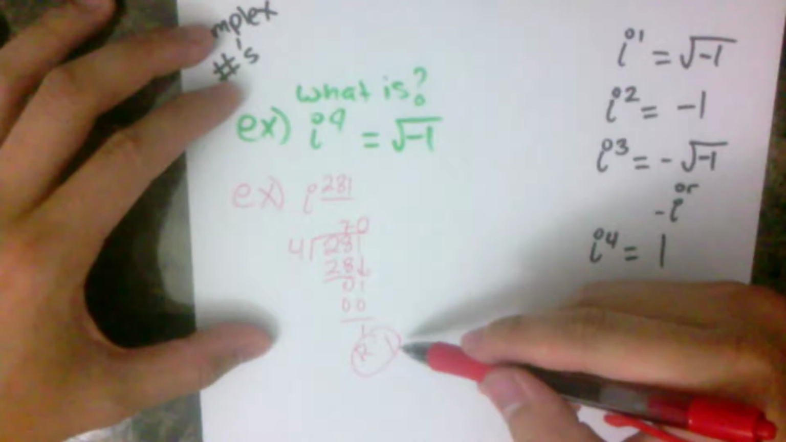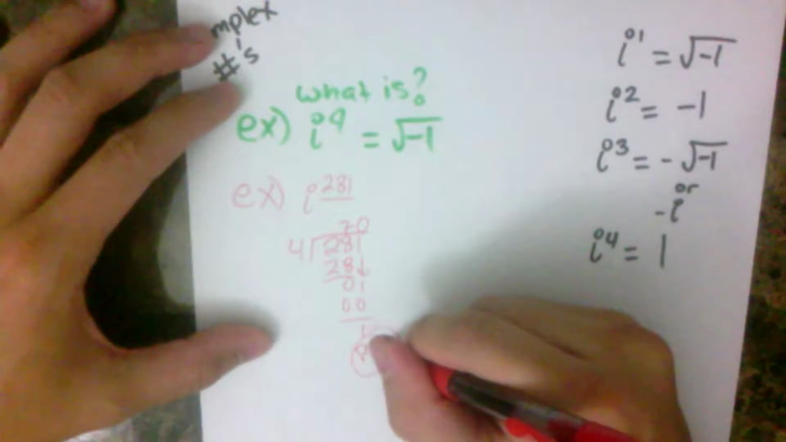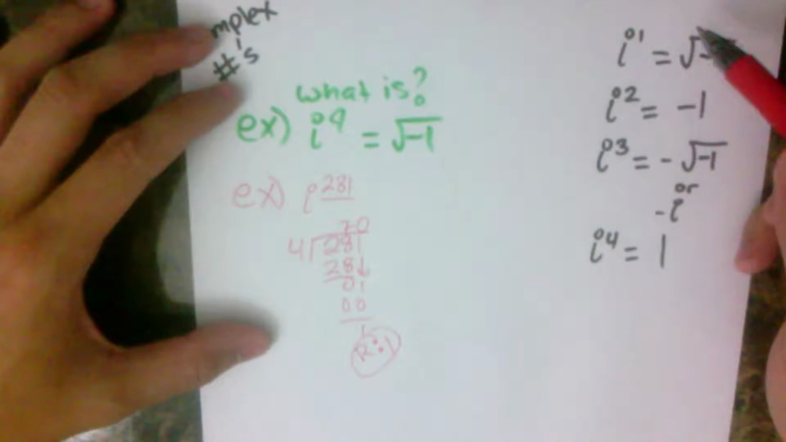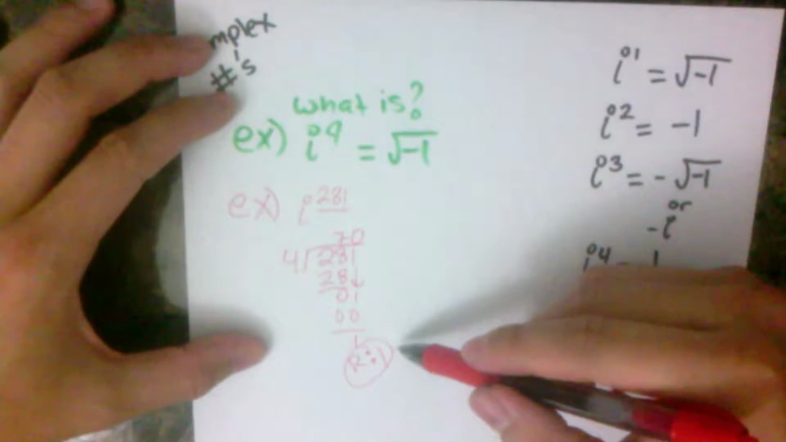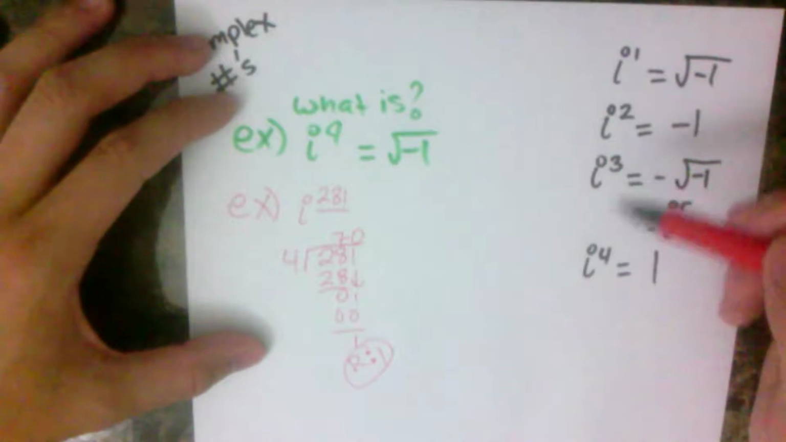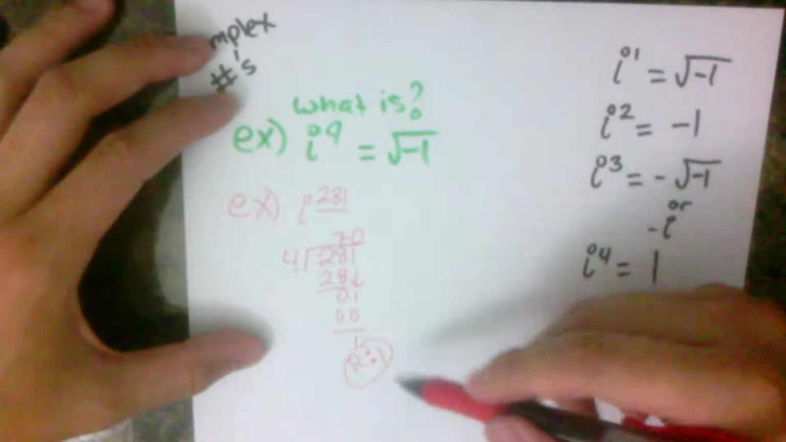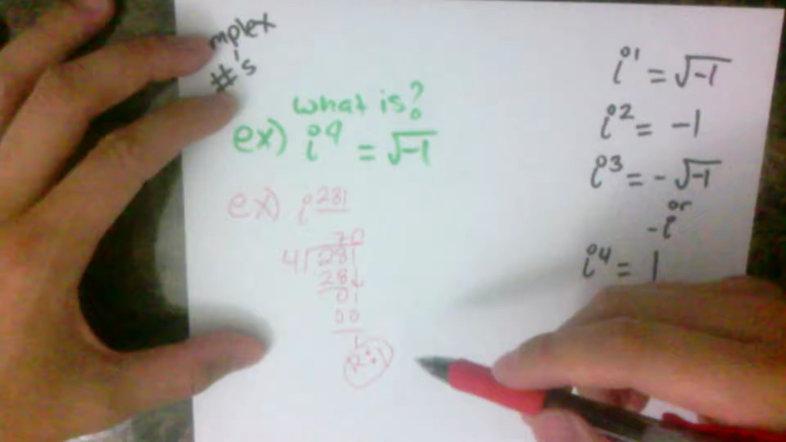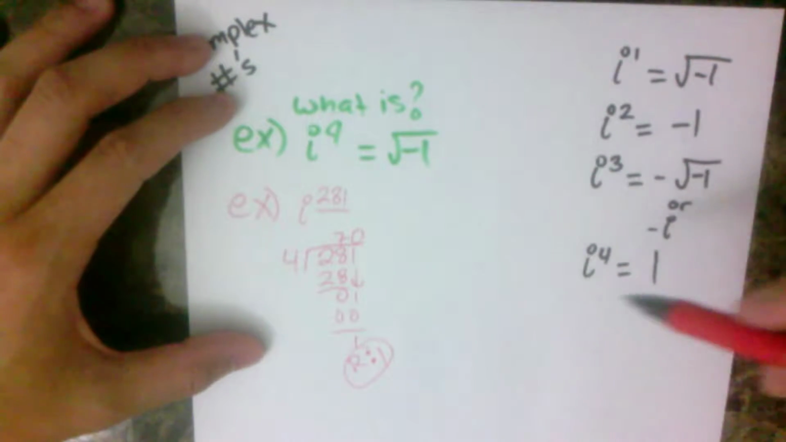Okay? So if your remainder here is 1, what you have to do is look for the 1 with the first exponent. If your remainder was 2, look for 1 with the second exponent. If your remainder was 3, look for 1 with the third. By the way, the only weird one is if you get a remainder of 0. So if it goes in perfectly, you actually put i to the 4th here. Okay?